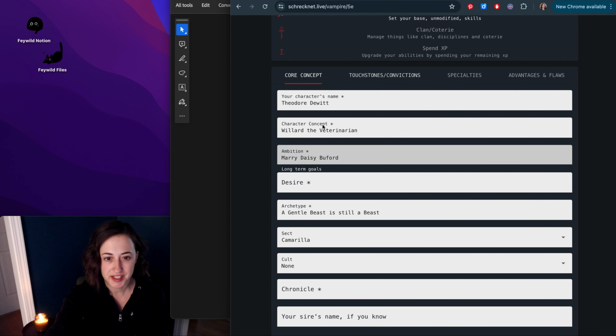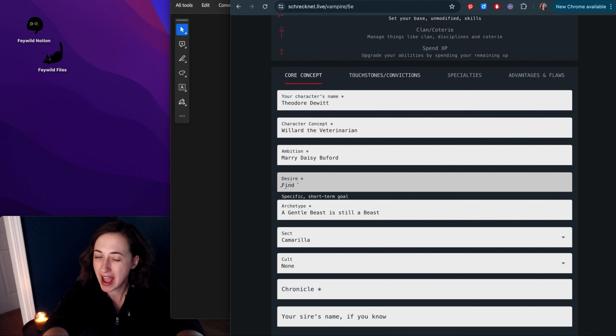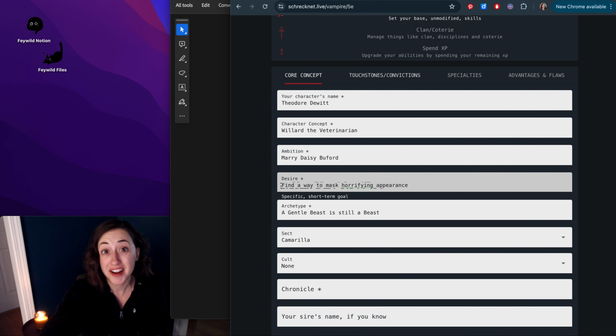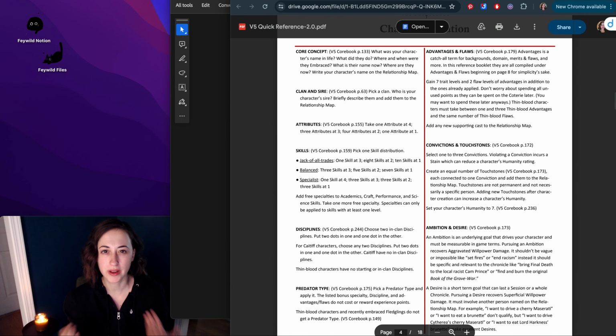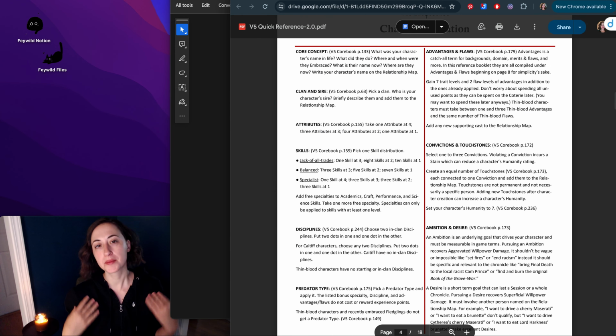And then since we're just starting, his desire is going to be find a way to mask his horrendous appearance, so that when he finally gets up the courage to be like, "Hey Daisy, I'm in love with you," it'll go super well because he'll be handsome. It won't go well.